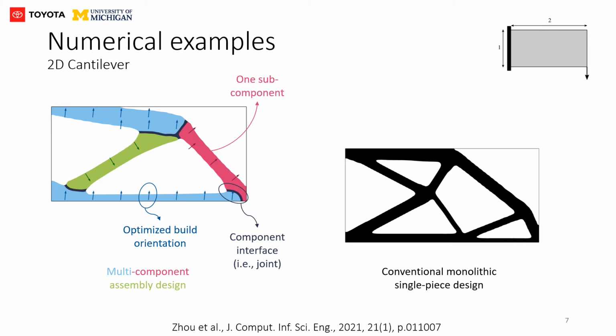The right figure presents the isotropic single-piece design with the same volume fraction. It is observed that the isotropic single-piece design has a different topology, which is comprised of a larger number of thinner bars.